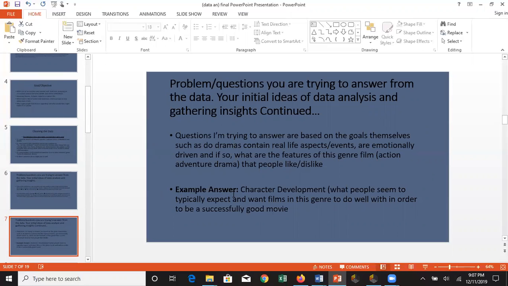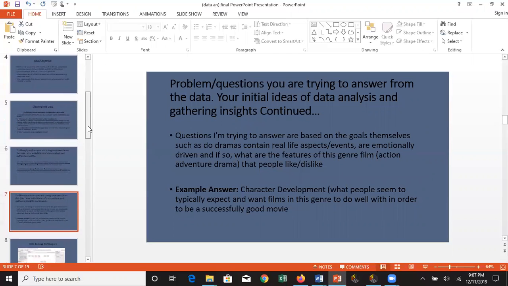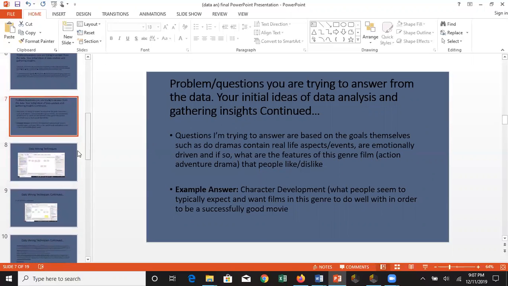An example answer: one of the things that I noticed is that there's a strong correlation with character development. What people seem to typically expect and want of films in this genre to do well would be character development, because this was a recurring theme.